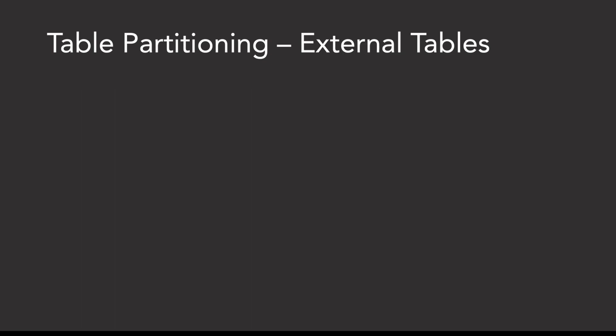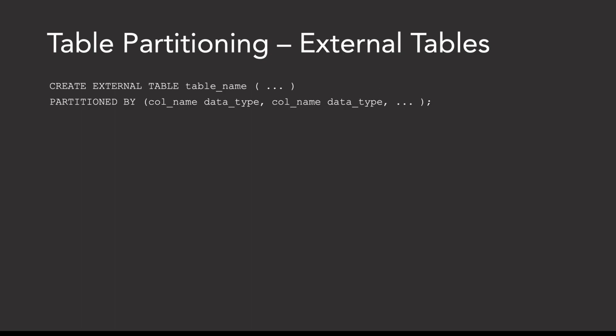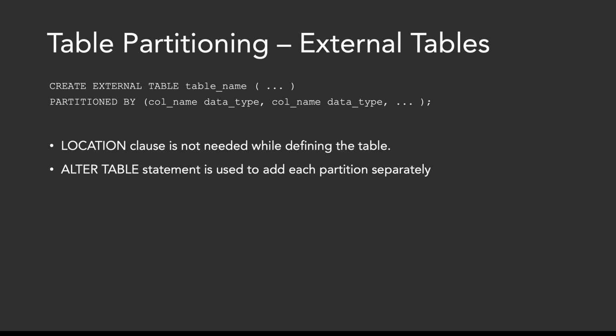What about external tables? It is more or less similar. You create external table partition by, the definition is exactly the same. One thing is that you do not need to mention the location clause while defining the table. So you'll just create the table and mention partition by column name followed by the data type. You'll have to use alter table statement to add each partition separately.